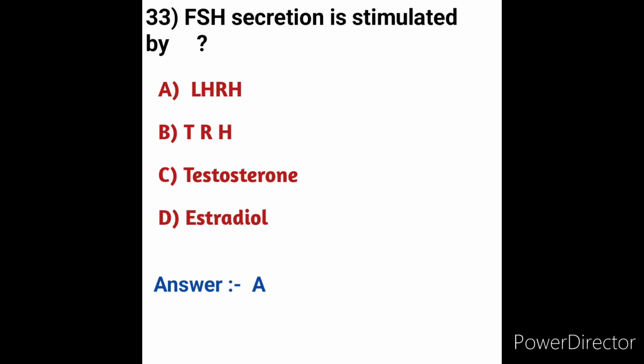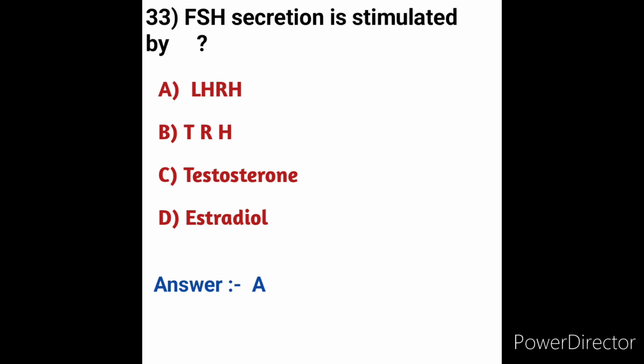Here, what is FSH? FSH means follicle stimulating hormone. FSH secretion is stimulated by GnRH. But here there is no option of GnRH. GnRH means gonadotropin releasing hormone. But here, option A, LHRH, is also called GnRH. Gonadotropin releasing hormone is also called LHRH.